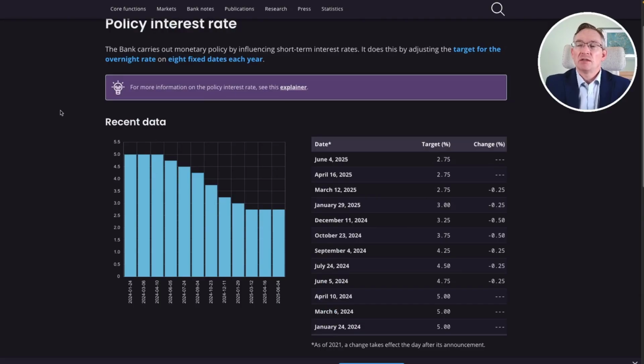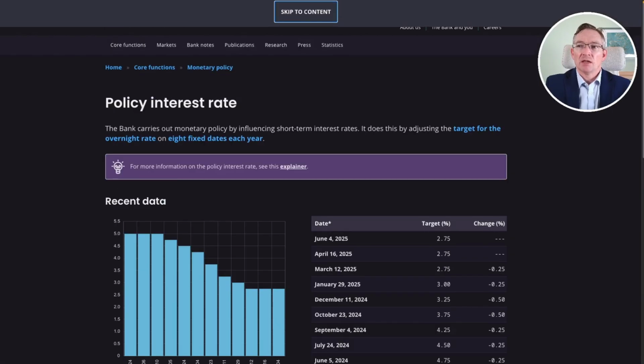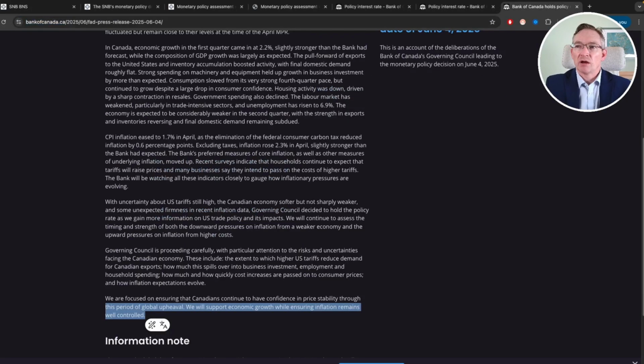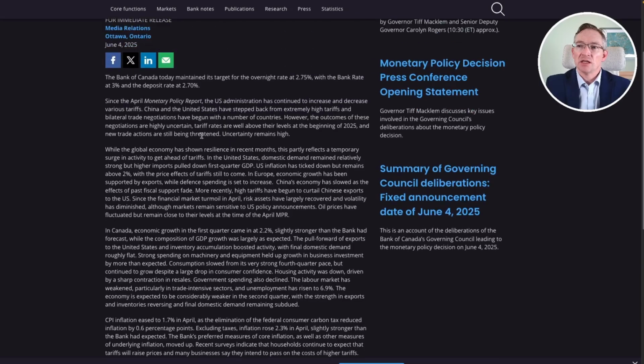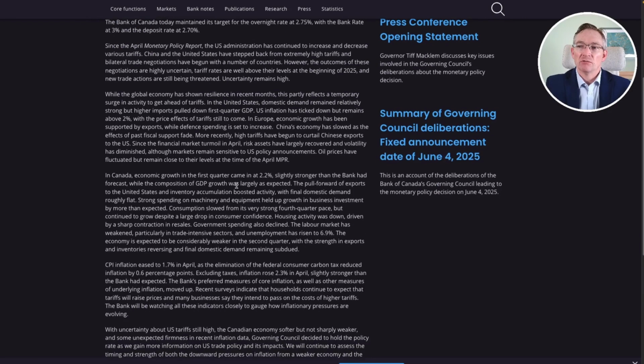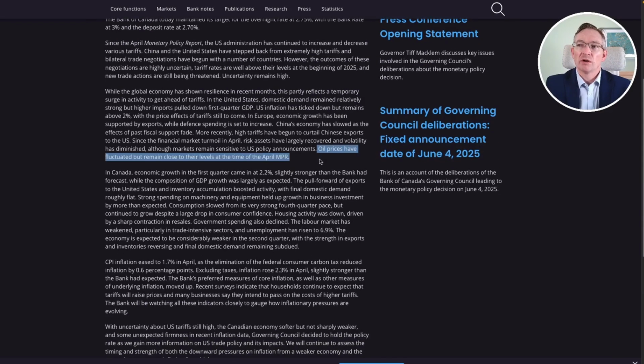So once again, simple process, looking at the Bank of Canada, looking at the monetary policy assessment. And of course, as we looked at with the currencies, oil prices are very important for the Canadian dollar, and you can see that you'll also get a little review on what they're thinking about oil prices, because that so impacts the Canadian economy.